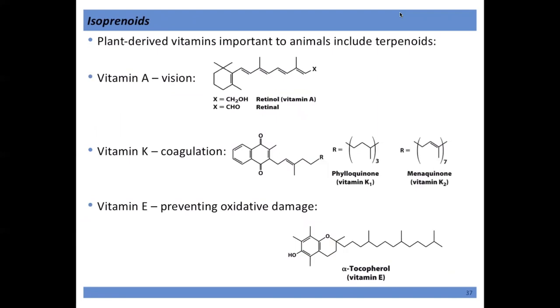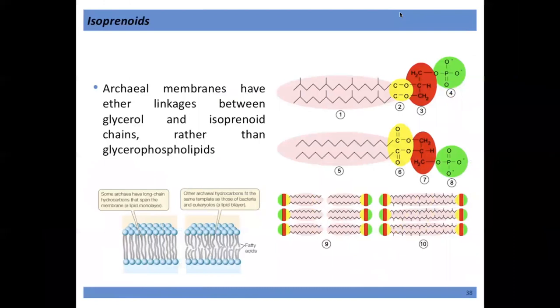So these are plant-derived vitamins that are important to animals. And so a few of these are vitamin A and vitamin K and vitamin E, and you can see their uses there. And so again, these are all derived from the isoprene units. And bacteria actually use them to construct their membranes.